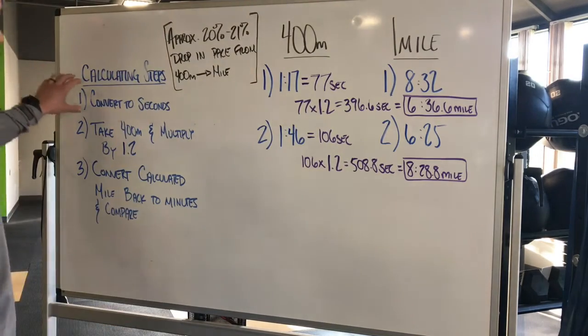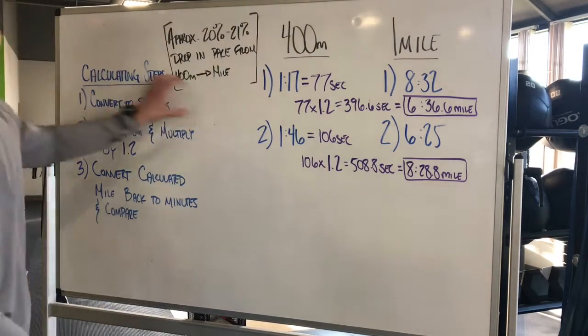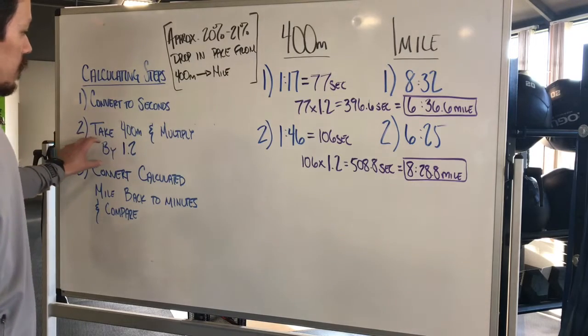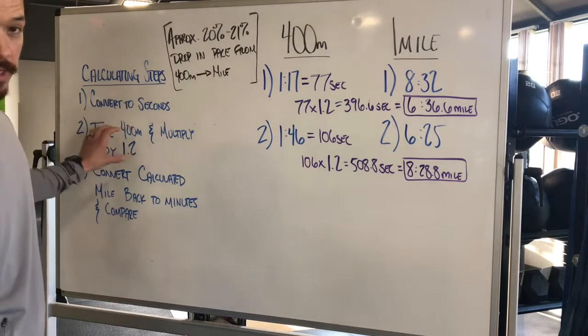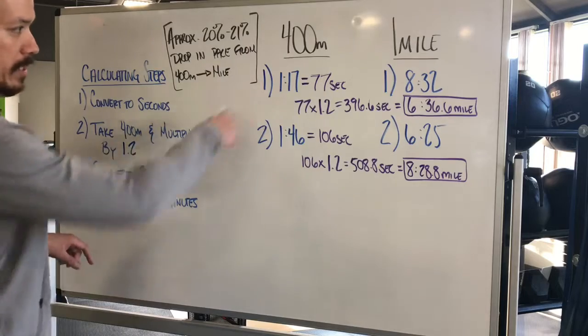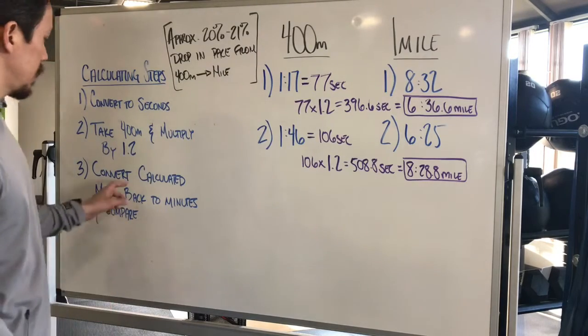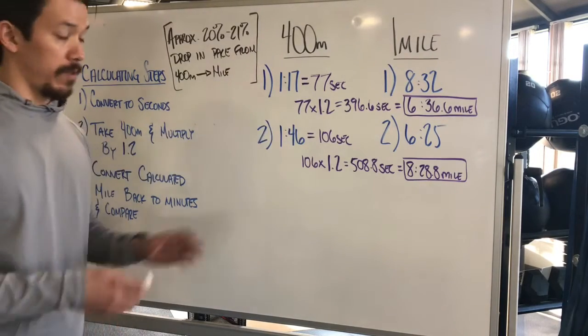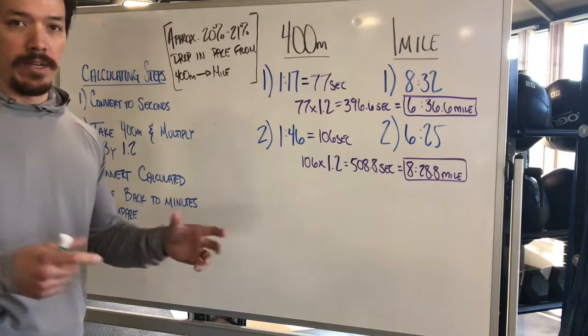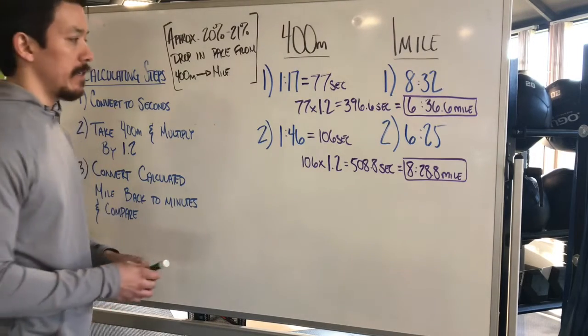So you take your 400 meters, you convert it into seconds. You multiply that 400 meter time in seconds by 1.2 to get a mile in seconds, and you take that mile in seconds and convert it back to minutes and seconds, right?